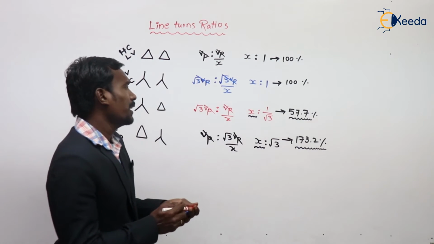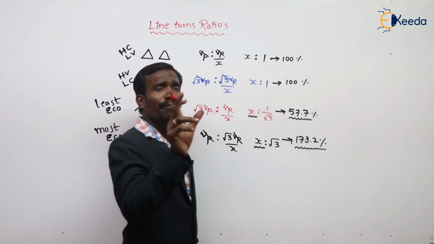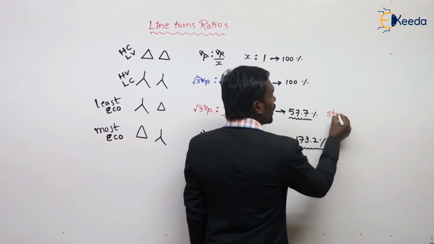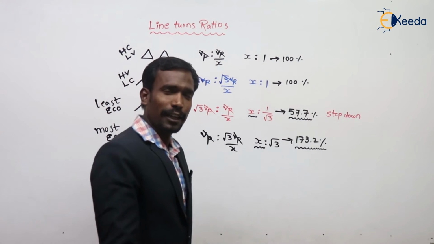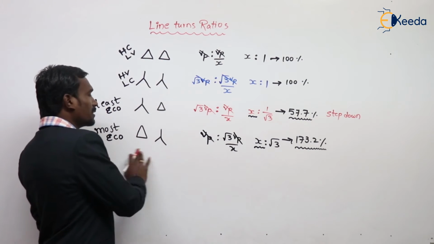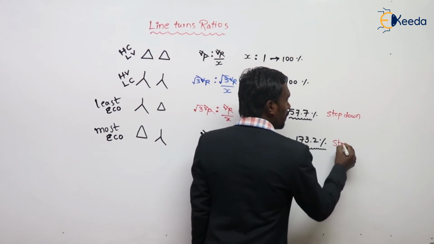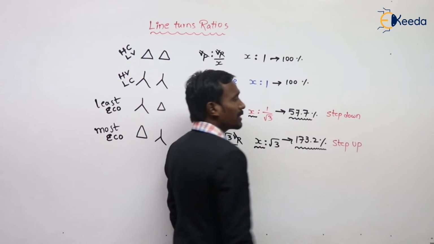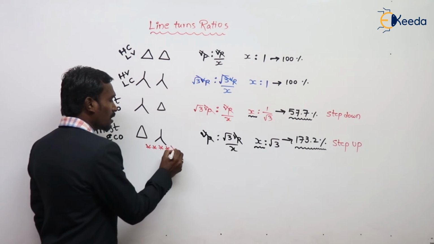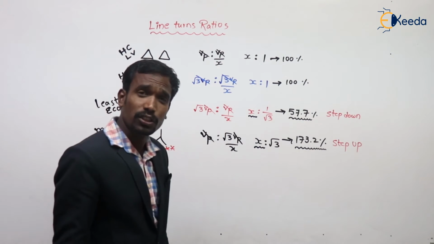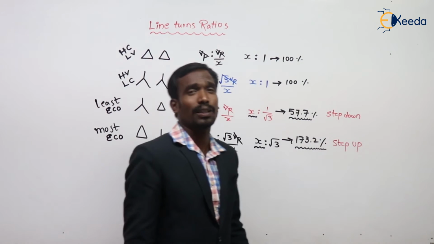Generally, between these two, star-delta is preferable for step down applications, and delta-star is applicable for step up applications. Remember, this is very important. Delta-star is used for step up applications only, and star-delta is used for step down applications only.